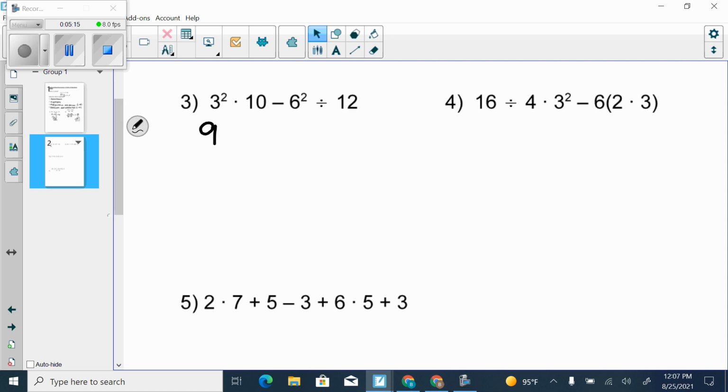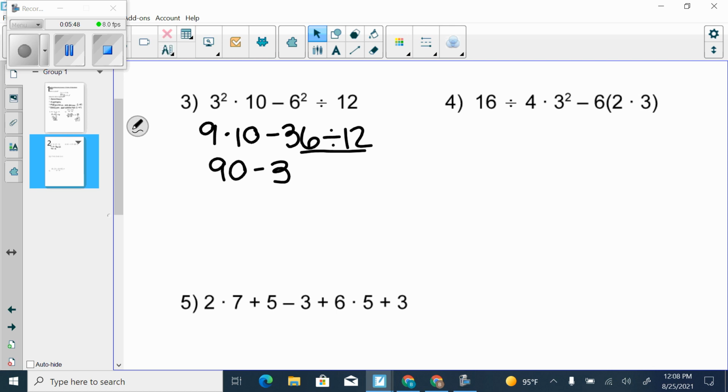Okay, so we got 9 times 10, and then I've got minus 6 squared. What is 6 squared? Very good. Divided by 12. All right, what now? Multiply. So 9 times 10 would give us... all right, and then what should we do? Divide. So what do we get when we divide that? 3. Very good. We got 90 minus 3.